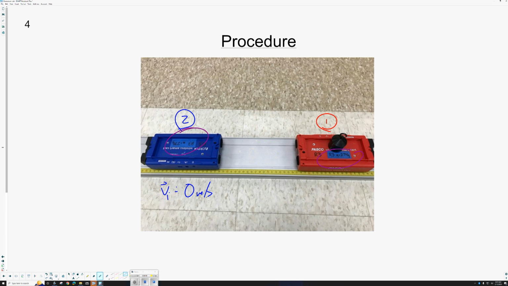Now, cart number 1, we're going to give it a push. So it's going to have an initial velocity of something. I don't know what it is, but it's going to be something. So we give cart number 1 a push. It goes toward cart number 2. It's going to collide with cart number 2. And because of Velcro on cart number 1 and on cart number 2, they're going to stick together and head off as one. So cart number 1 moves towards stationary cart number 2. Carts 1 and 2 go off as one.